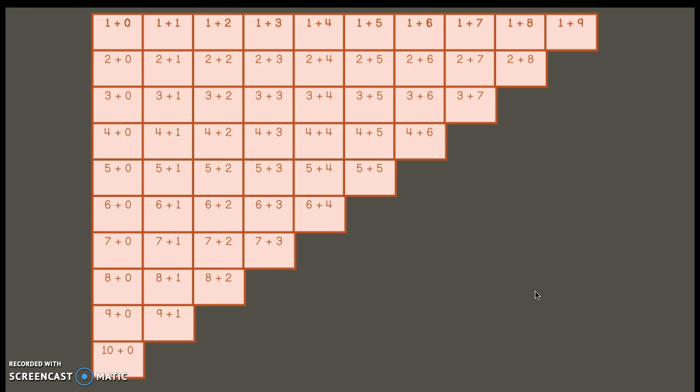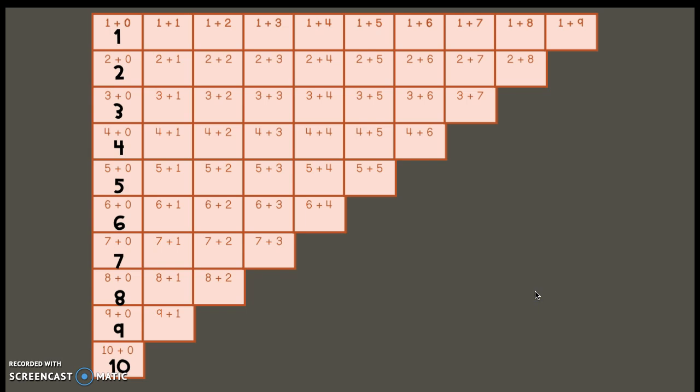So let's see. 1 plus 0 is 1. 2 plus 0 is 2. What's 3 plus 0? Yeah, 3, because if you have 3 and you add 0, or nothing, it's going to stay 3. 4 plus 0 is 4. 5 plus 0 is 5. 6 plus 0 is 6. 7 plus 0 is 7. 8 plus 0 is 8. 9 plus 0 is 9. And 10 plus 0 is 10.